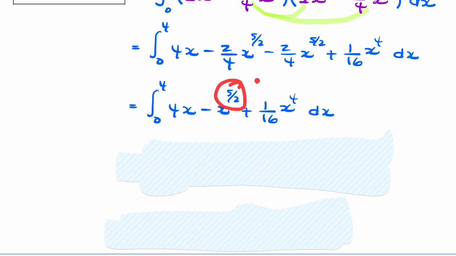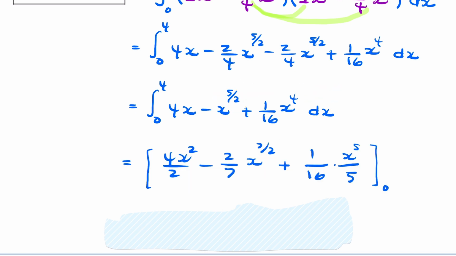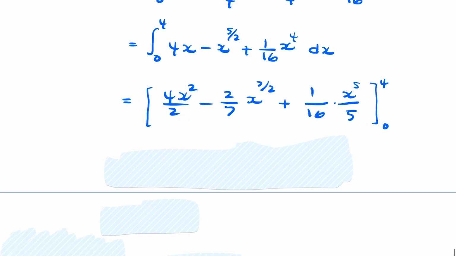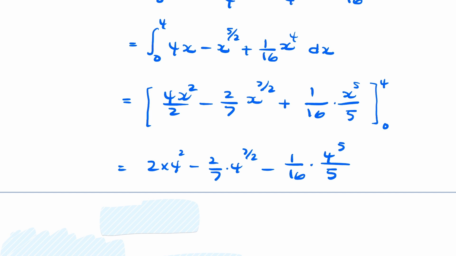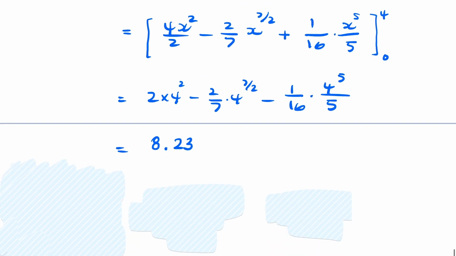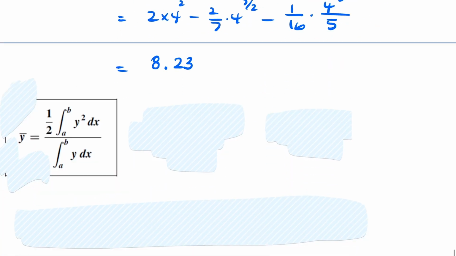So the next step is you add 1 to that, and you add 1 to that. You divide by the new power. There you have 5/2, plus 1 is 7/2. And that's 1, add 1 is 2, and 4, add 1 is 5. And the limits are 0 to 4. Put that in a calculator, and that will give you a number. It'll give you 8.23. So now we have everything we need.